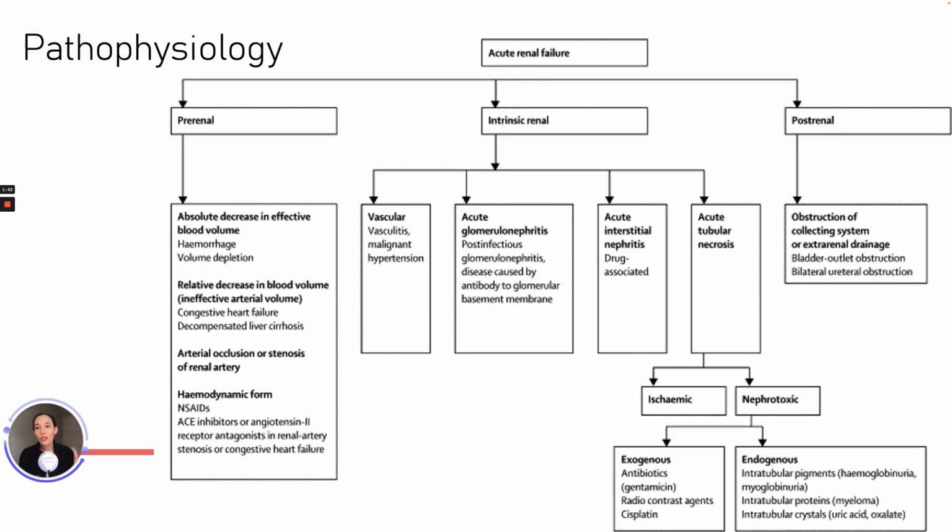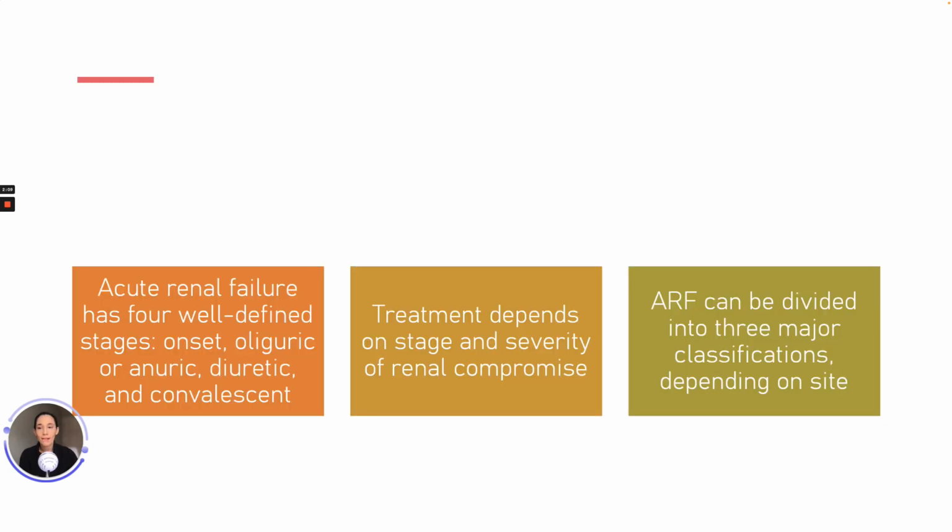This is a nice chart that summarizes what we're going to talk about today. In acute renal failure, there are 3 different types, there's different causes, and we're going to go through all of this, but this may be a good slide to take a screenshot of and print out just to have a good summary of acute renal failure. It has 4 well-defined stages: oliguric or anuric, diuretic, and convalescent. Treatment depends on the stage or severity and the renal compromise.